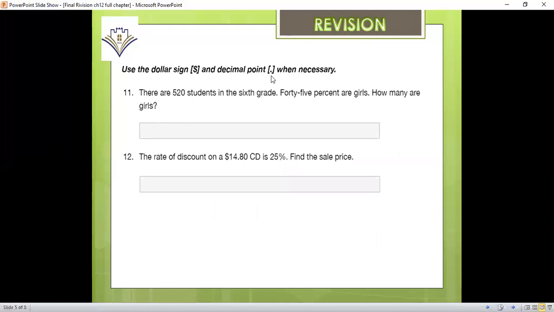Use the dollar sign and decimal point when necessary. There are 520 students in the 6th grade. 45% are girls. How many girls are there? We have 520 students in the 6th grade, which means 520 is boys and girls together. And 45% are girls. Then 45% of what? 45% of the total number. Then the number of girls is equal to 45% of 520 students.